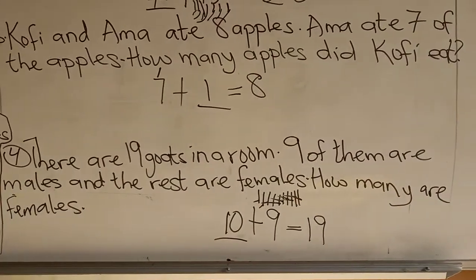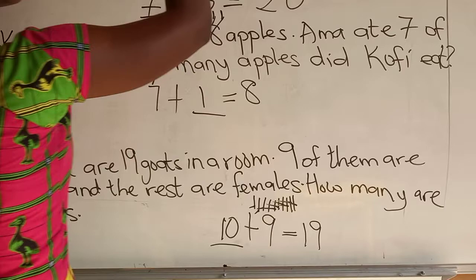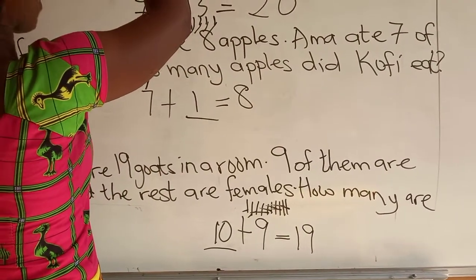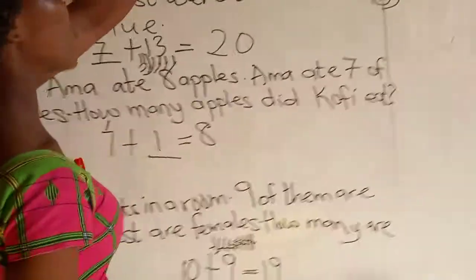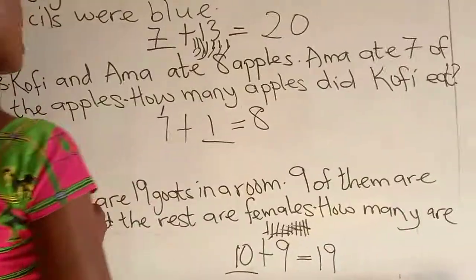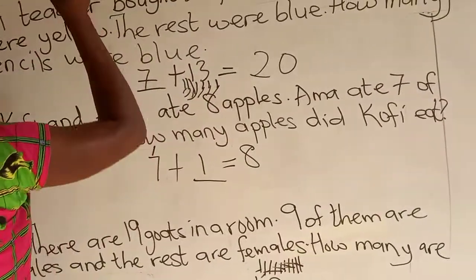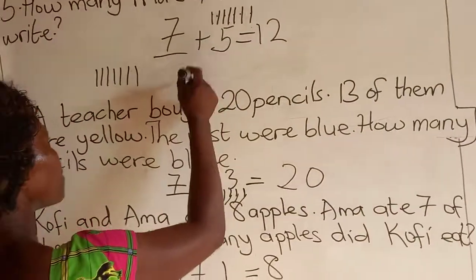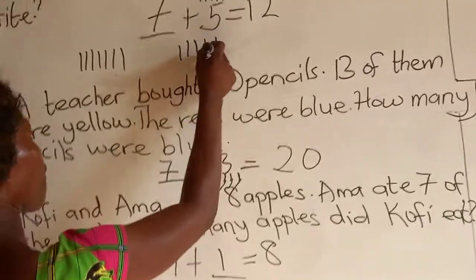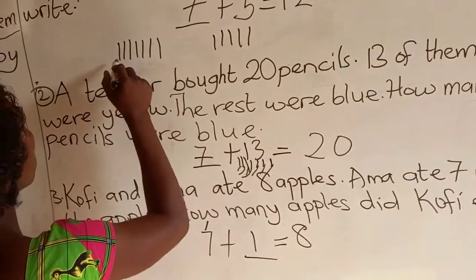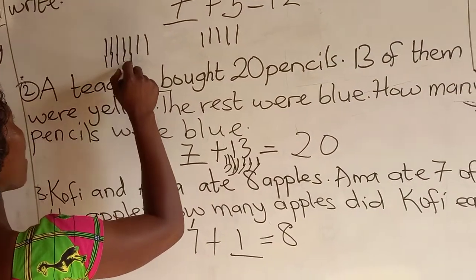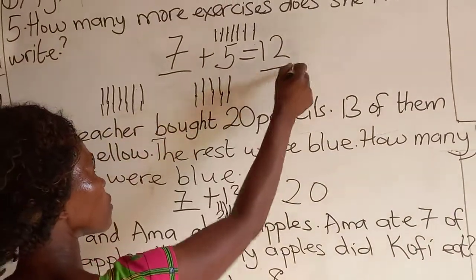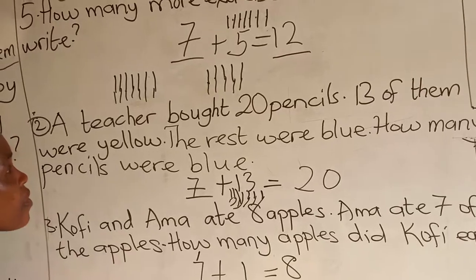Alright, now when you finish, for you to know whether your answer here is correct. Now I've written 7 plus 5 giving us 12. Count 7. 1, 2, 3, 4, 5, 6, 7. Count 5. 1, 2, 3, 4, 5. Put all together. Go. 1, 2, 3, 4, 5, 6, 7, 8, 9, 10, 11, 12. So are we correct? Yes.